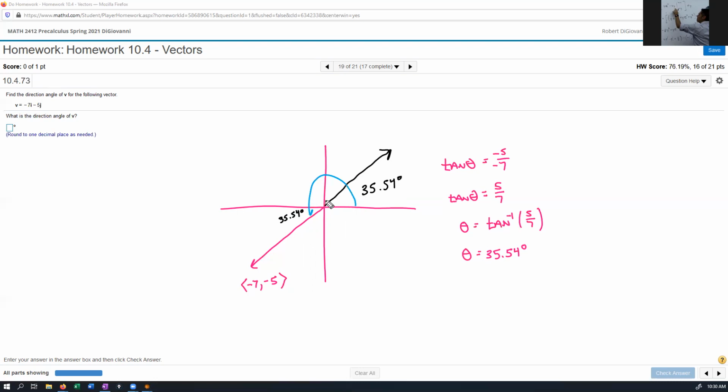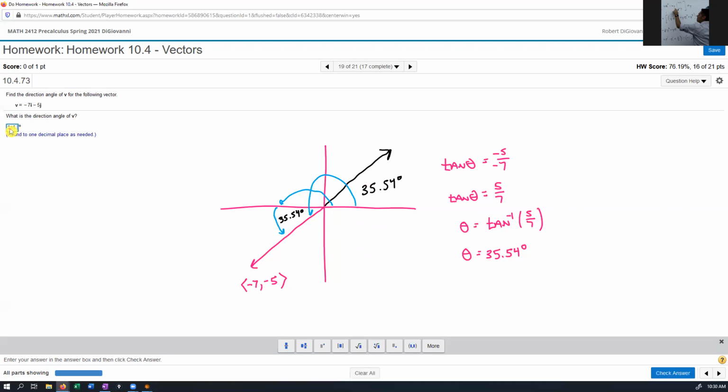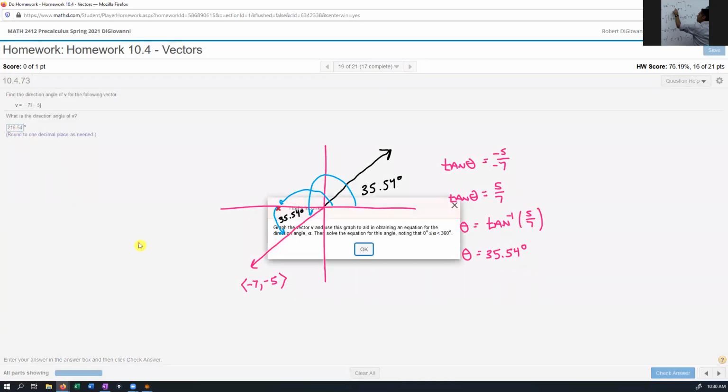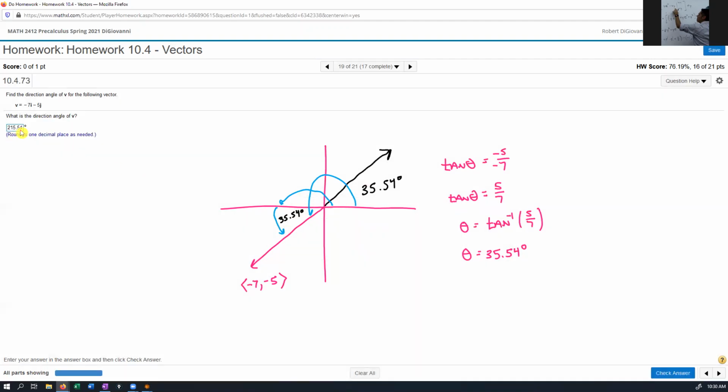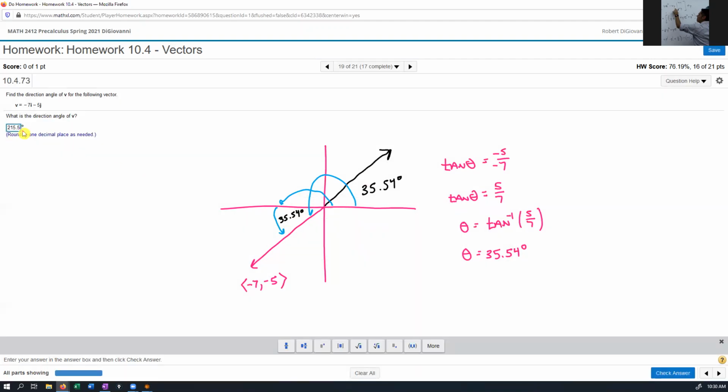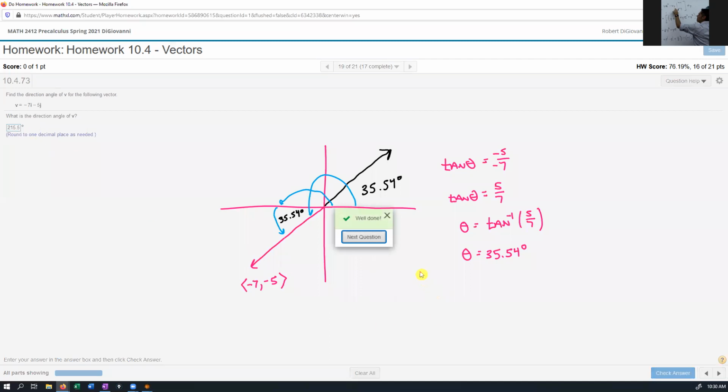So we're going to take 180 and add to it the 35.54. That gives us 215.54. So you have to be careful. Round to 1 decimal place. Okay, so 215.5. There we go.